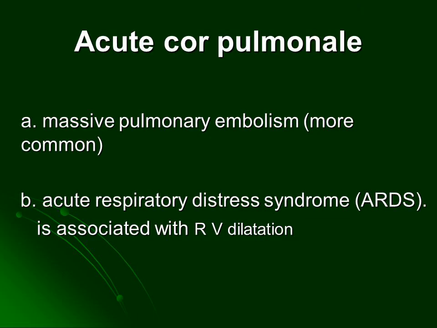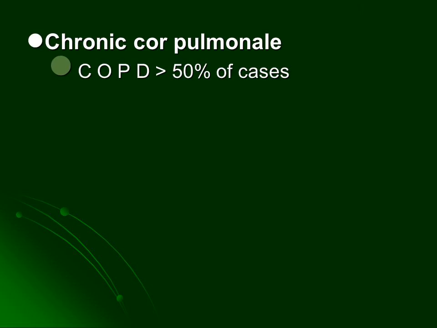Acute cor pulmonale: A. Massive pulmonary embolism, more common. B. Acute respiratory distress syndrome, ARDS, is associated with RV dilatation. Chronic cor pulmonale: COPD accounts for greater than 50% of cases.